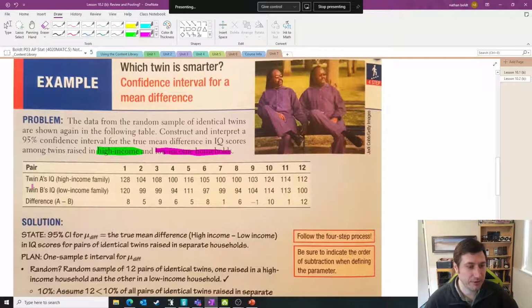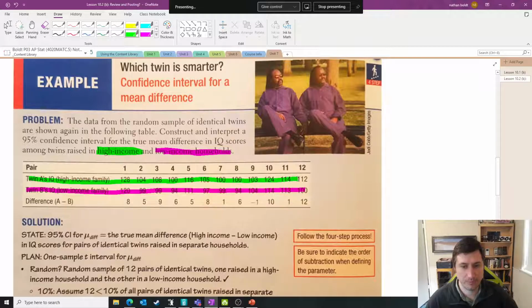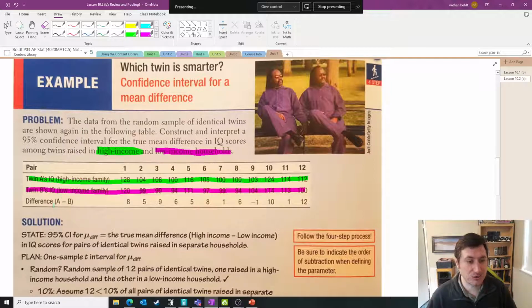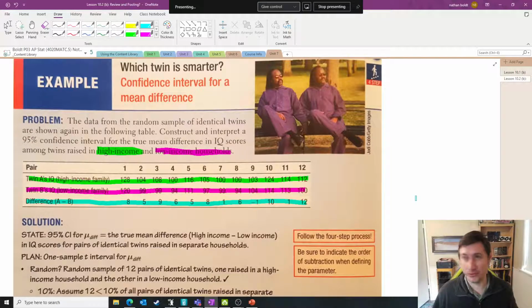And so you see we have a data set here for these. And then we have a data set here, our second sample, for the high income. But we're not going to do a 2-sample t-interval, because what they did is they combined them. They subtracted each twin minus twin, I guess you could say, and turned this into a single data set. All right? And so we're no longer going to do a 2-sample t-interval. We're going to do a 1-sample t-interval on this difference.